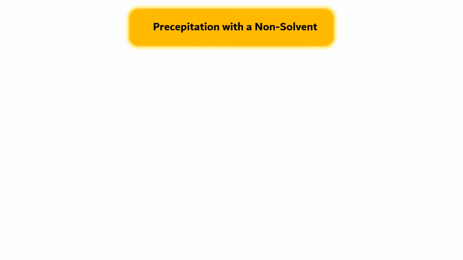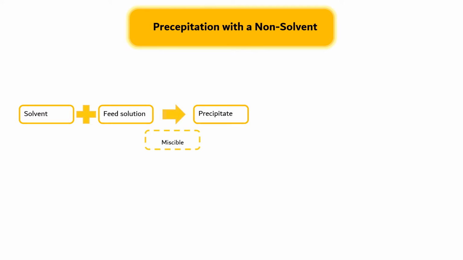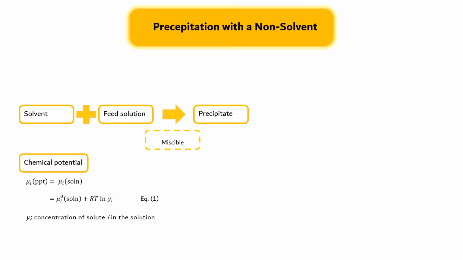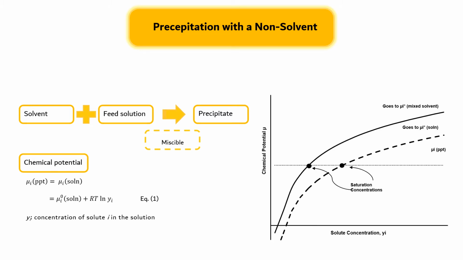of particles. A suitable solvent can be added to a feed solution. The solvent is miscible with the feed but causes solids to precipitate. At equilibrium, the chemical potential of the solid precipitate is the same as that in solution, which can be expressed by equation 1. When the non-solvent is added, the standard state chemical potential is raised as shown in the figure. The result is that the solution becomes supersaturated and precipitation occurs until a new saturated concentration is reached.